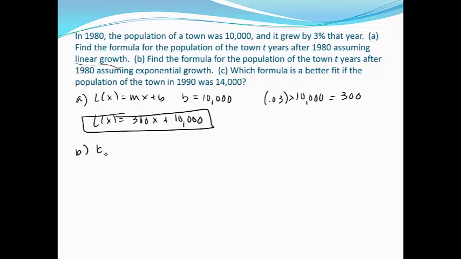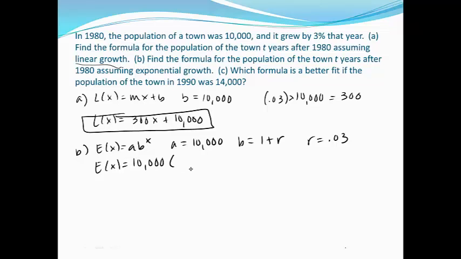So we'll have an exponential function, a times b to the x, where a is our initial amount, b is our growth factor, which is 1 plus our interest rate, which in this case is 3%, or 0.03, in which case we can plug that in to get our exponential function equal to 10,000 times 1.03 to the x. And we have our two formulas.